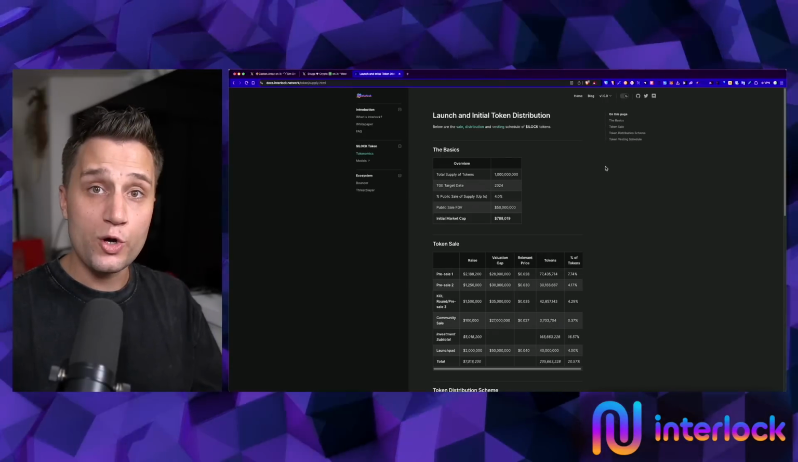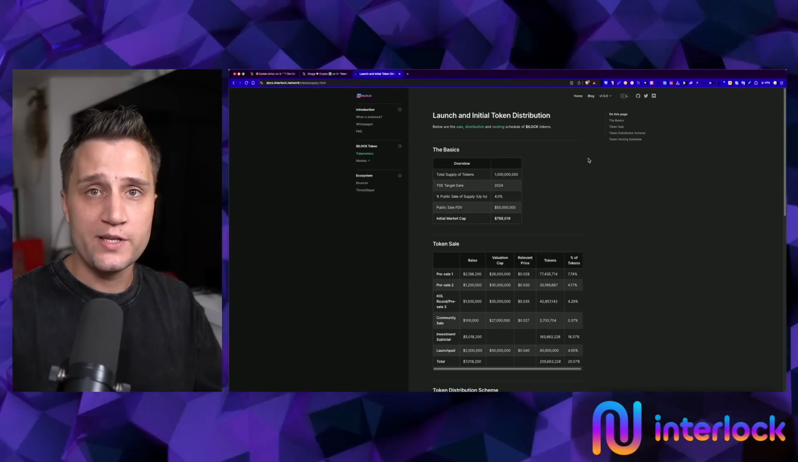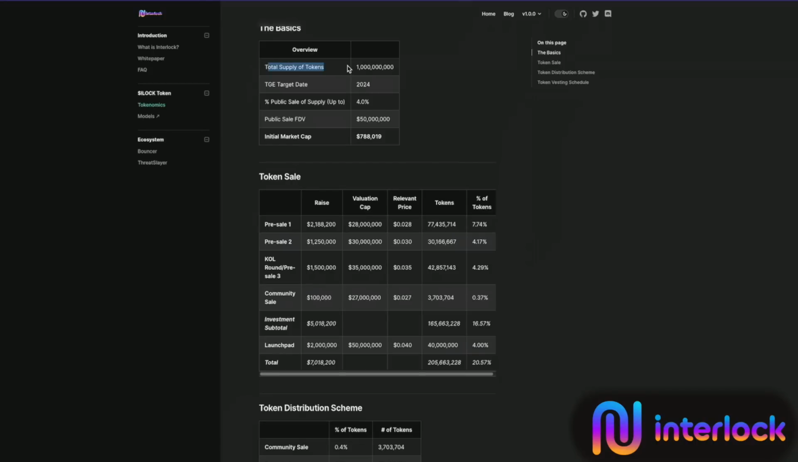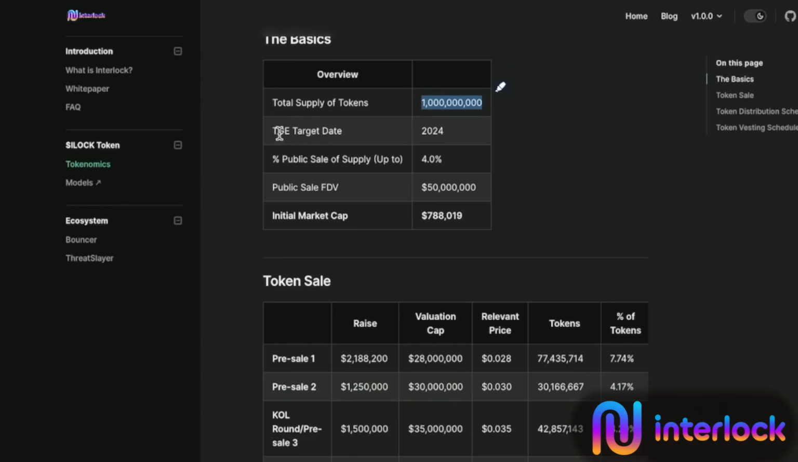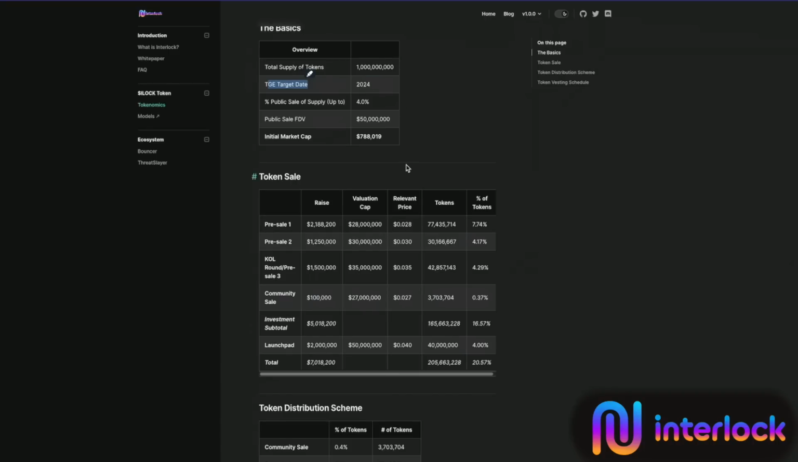First, we're going to cover the tokenomics, and there's actually a reason I'm doing this, because I want to show you guys the business potential for Interlock and why the team has to be focused on actually making a business use case for Interlock, and it's not just a hype, pump and dump scheme. First, we're going to be talking about the token supply, which is 1 billion here. The TGE target date, which is this year, 2024.